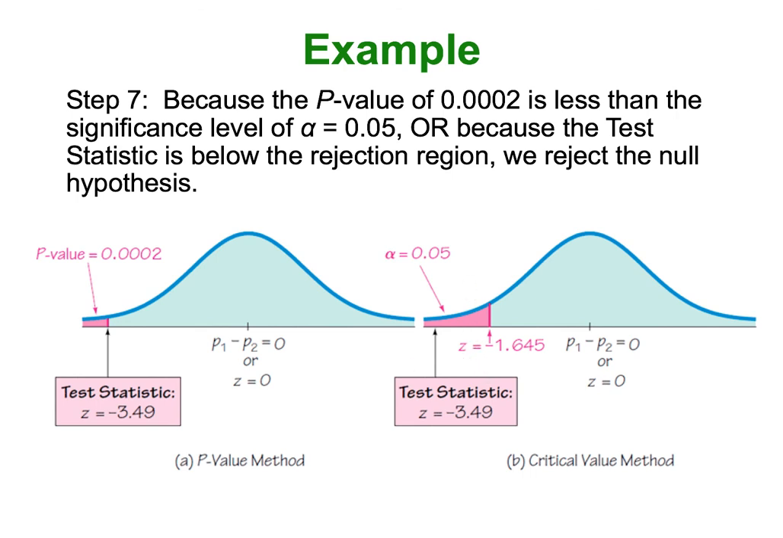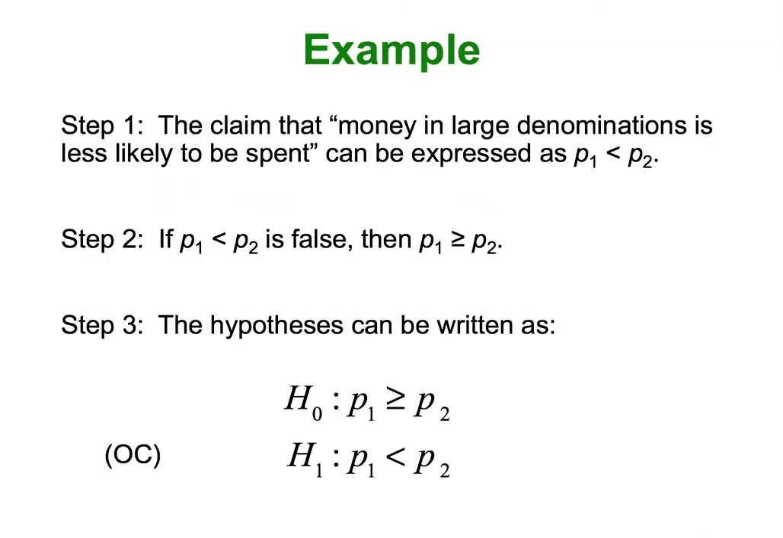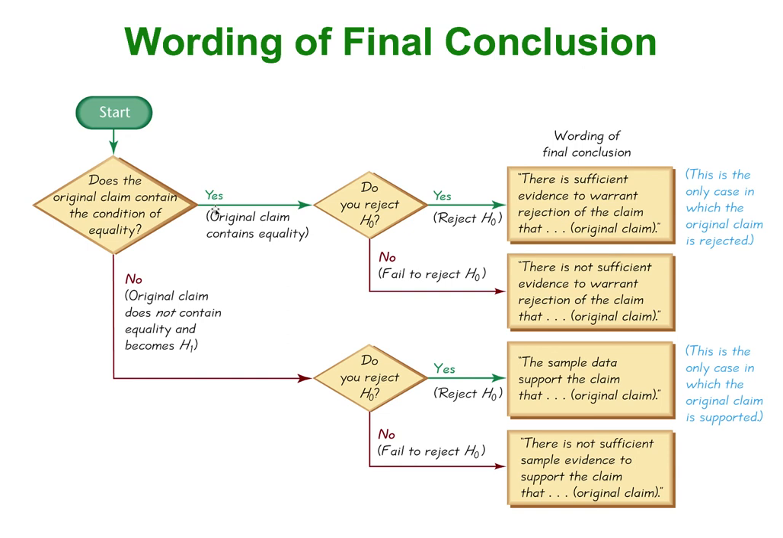So we reject the null hypothesis, and we again go to our flowchart to see how we word our conclusion. Well, we start with, does the original claim contain the condition of equality? And as we can see, it does not. And so then we come down here and say, well, did we reject the null or not? Well, we did. We rejected the null, and so we word our conclusion.